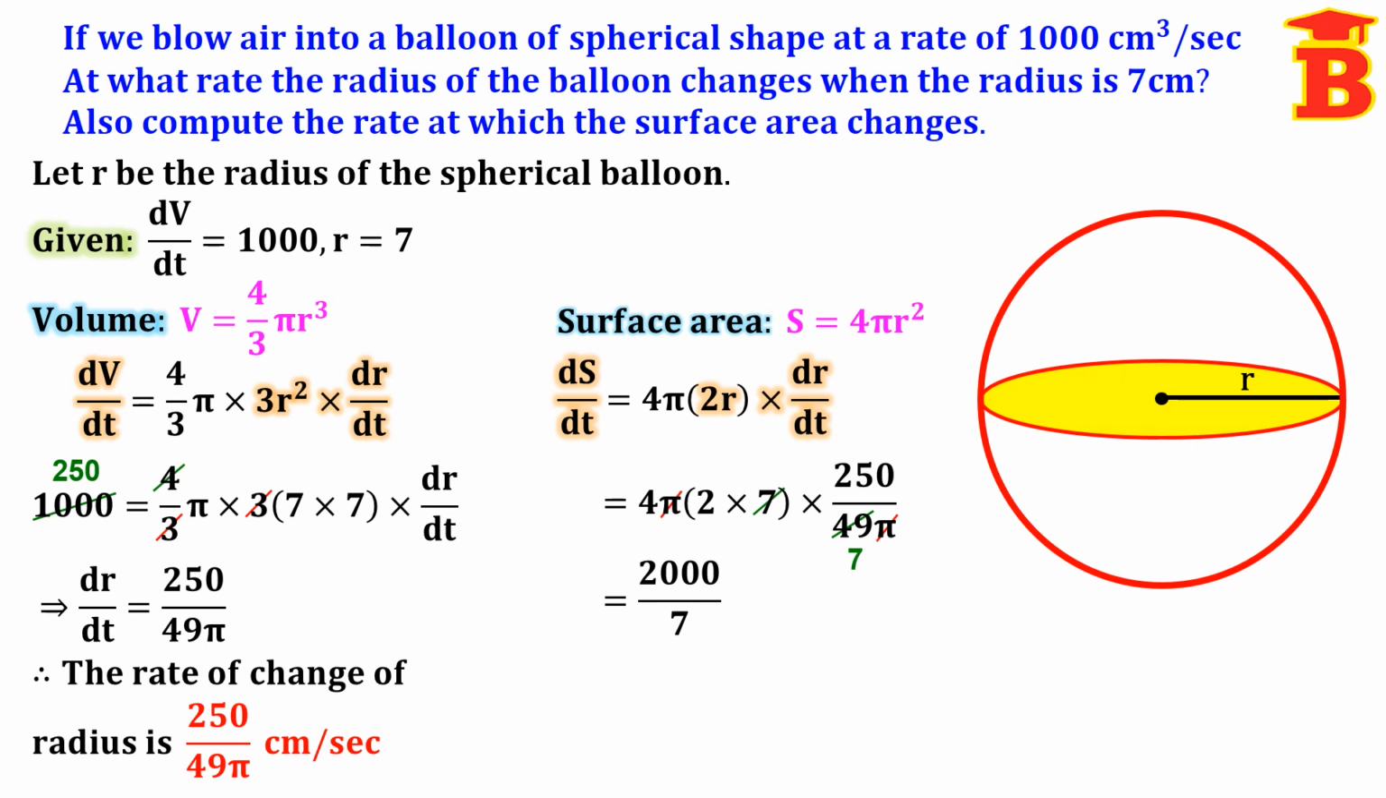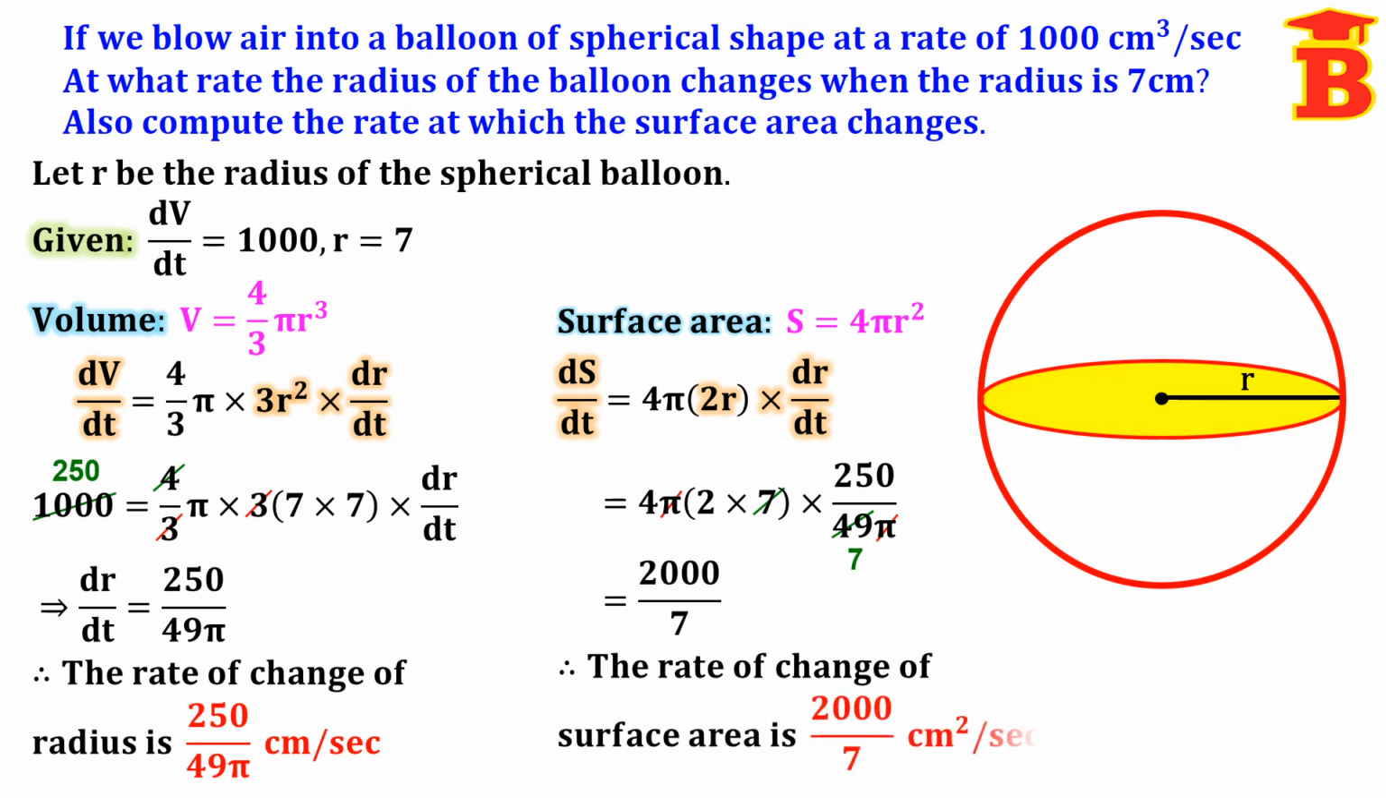Finally write the unit also. So therefore the rate of change of surface area is 2000 divided by 7 centimeter square per second. Note that it is area, so we have to write square units.